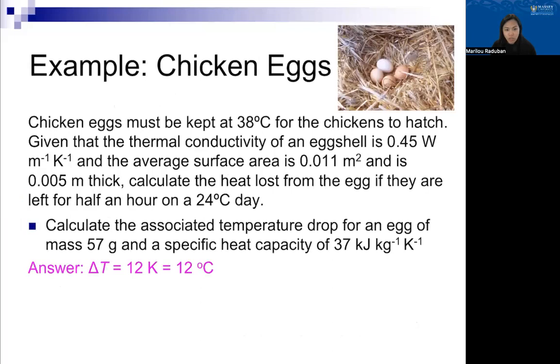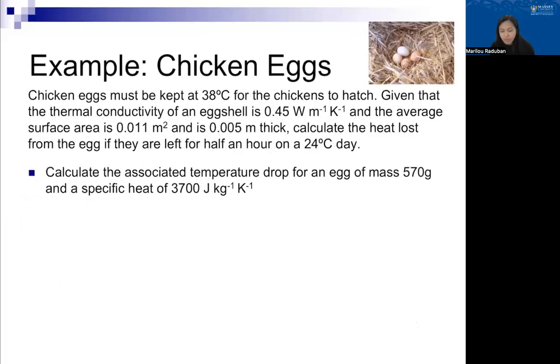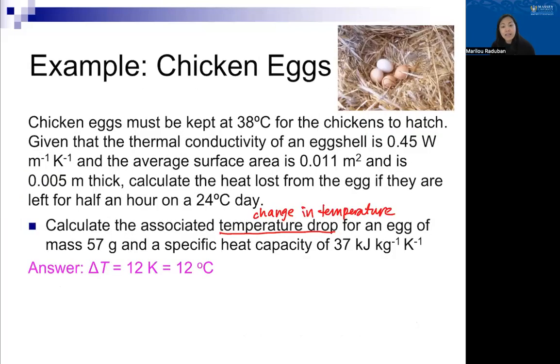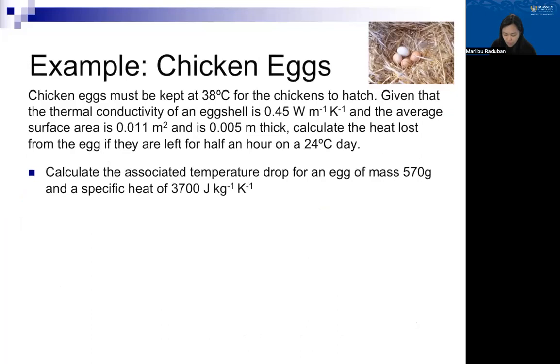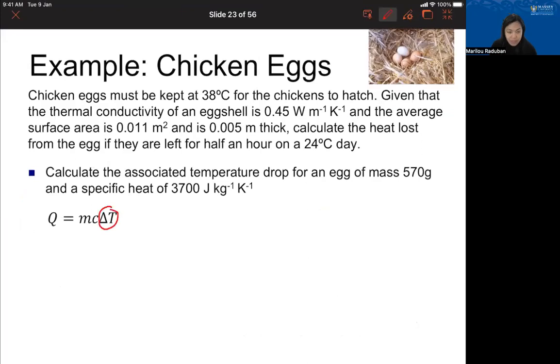Right, so how do we solve this? Temperature drop means there's a change in temperature. In the last lecture, we already saw an equation relating to the change in temperature, which is Q equals MC delta T. Remember that the delta T in this equation is the change in temperature as a result of heat Q being transferred from the hot object to the cold object.